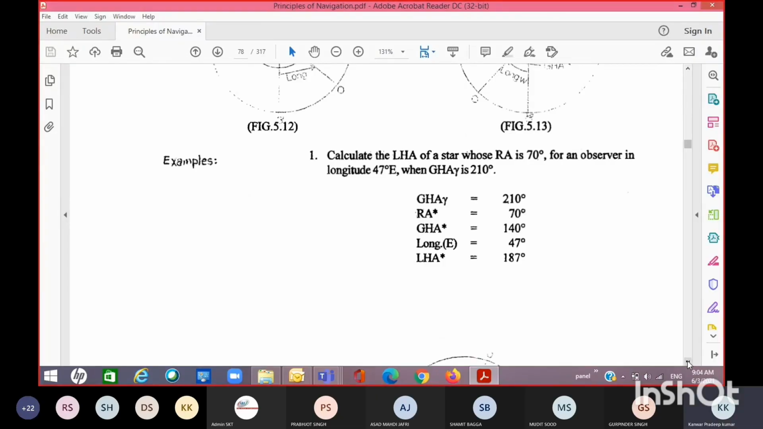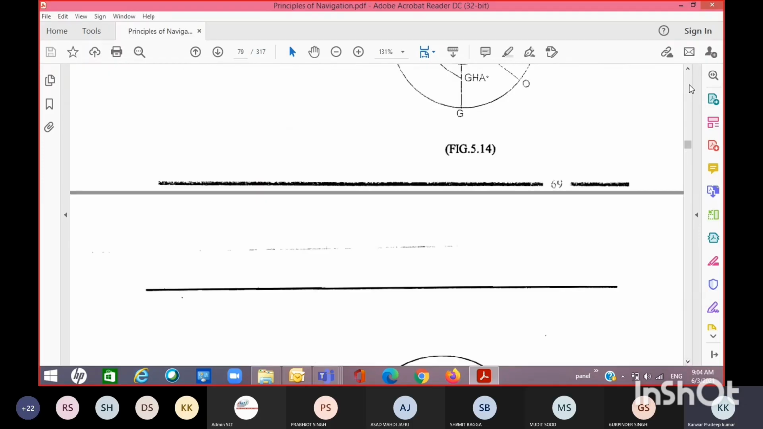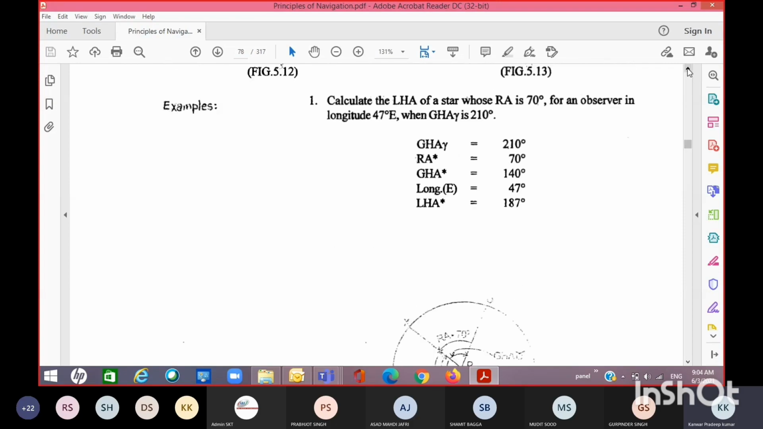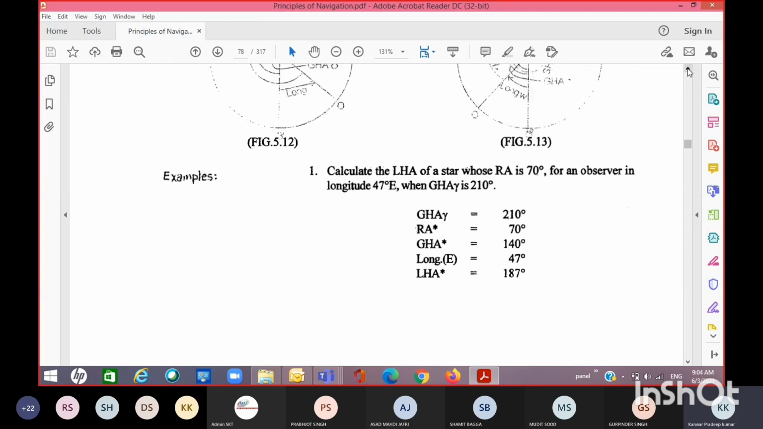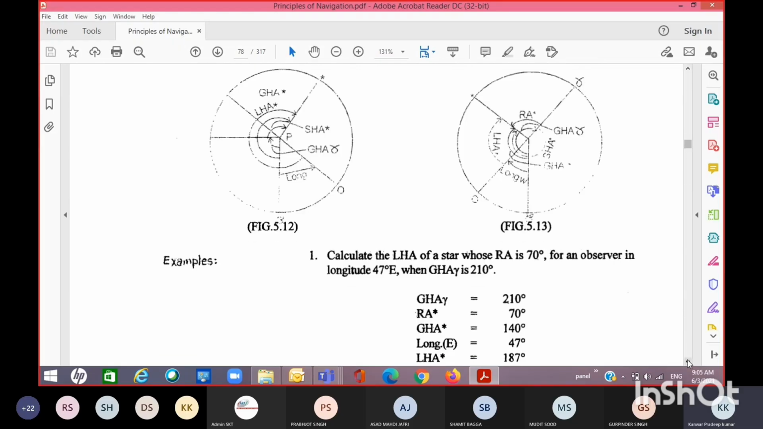Example: calculate the LHA of a star whose right ascension is 70 degrees for an observer. What is the page number? Page number, I hope it is the same edition, 69. Celestial sphere chapter, I told you. First example over there: for an observer in longitude 47 east when GHA Aries is 210. So just take out this page. When you're ready, let me know.